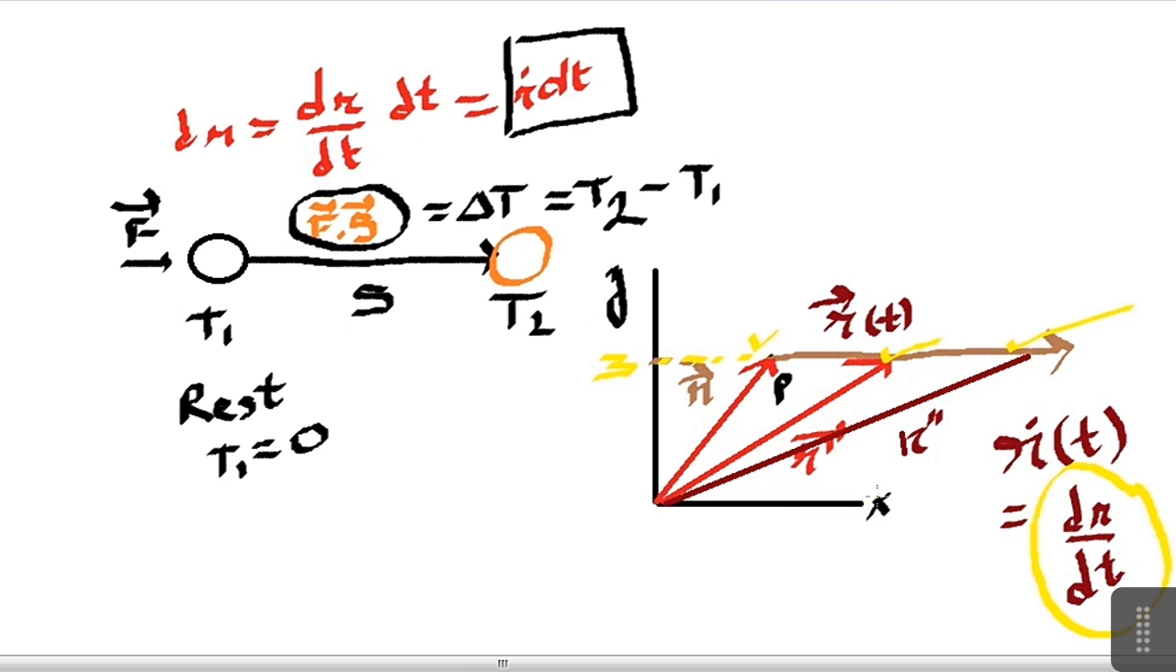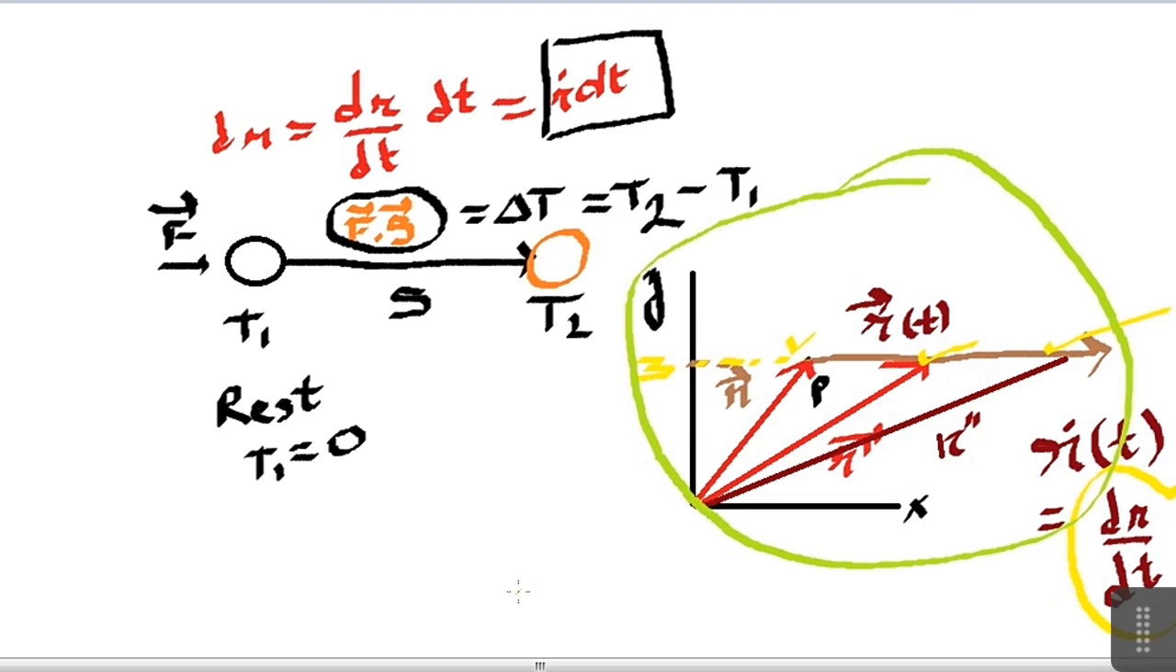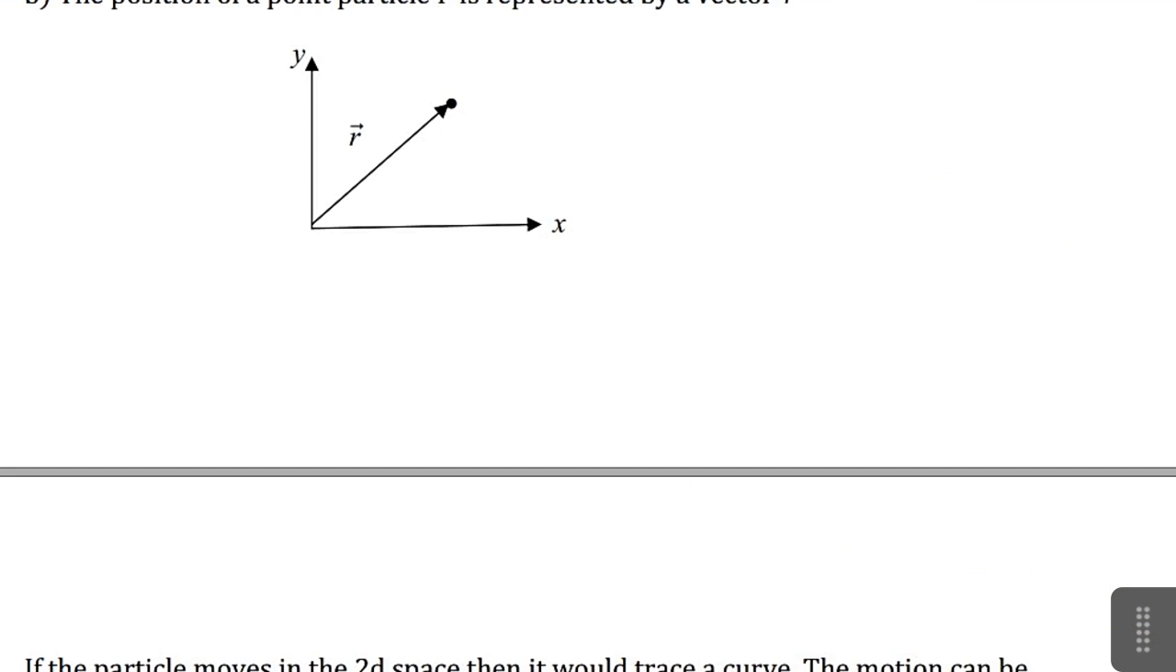So I hope you understand this thing about position vector. The position vector only defines where the object is, okay. So let us move forward to other notations.